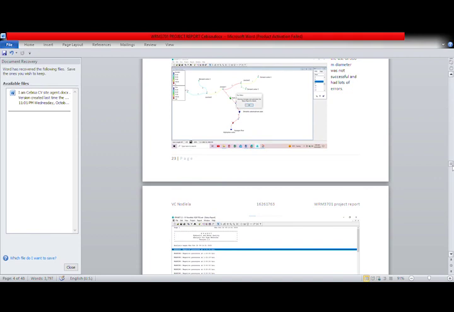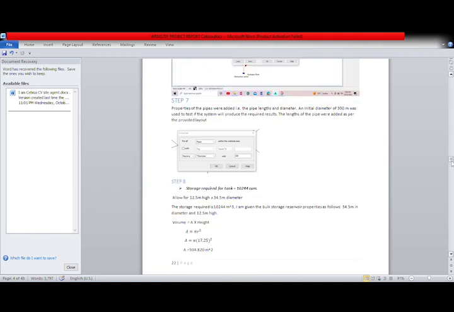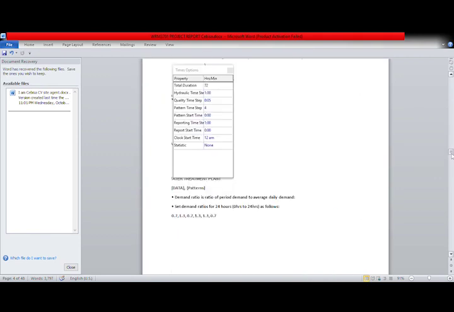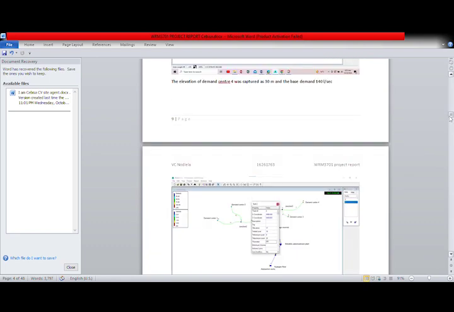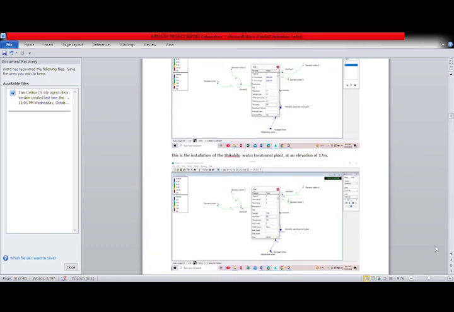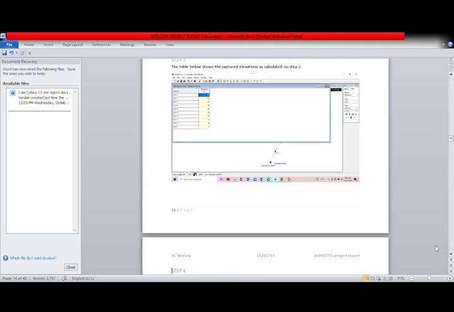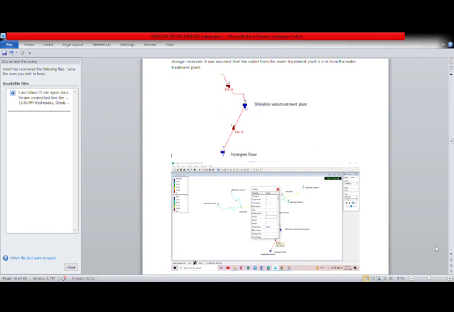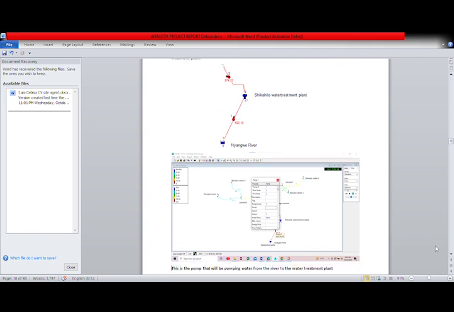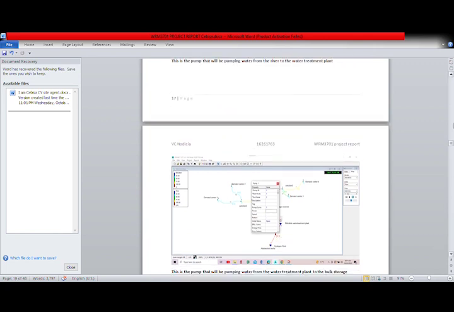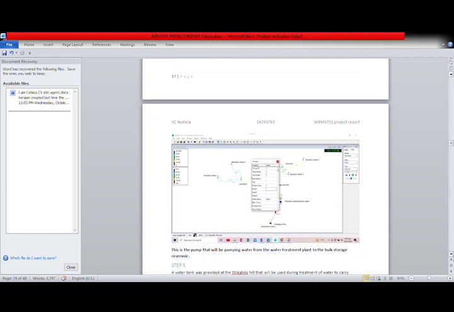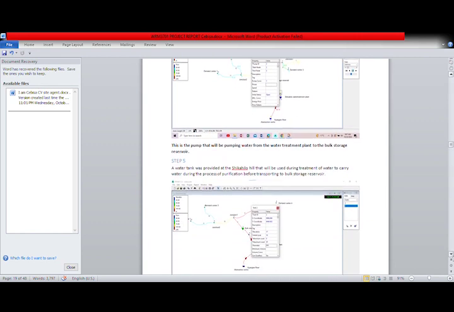Sorry. Sorry. Where was I? Oh, yeah, we're in step 5.